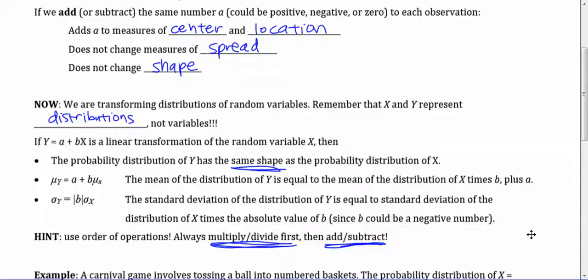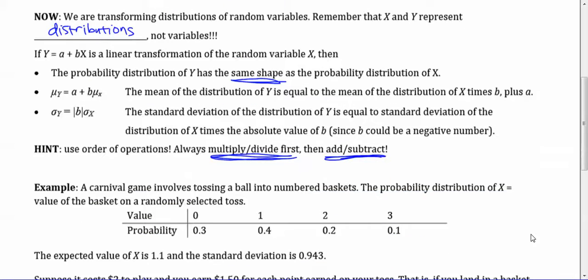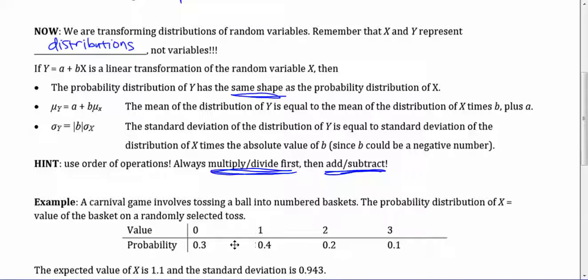All right, here's a simple example. Here we have a carnival game that involves tossing a ball into numbered baskets. You can put these numbers into your L1 and L2 if you like, but I've already gone ahead and given you those answers. If I throw the ball, these are the possible values. Again, this is your probability distribution, so it's all your possible outcomes. So you could get 0, 1, 2, or 3. And the probability of each of these outcomes: 0.3, 0.4, 0.2, and 0.1.